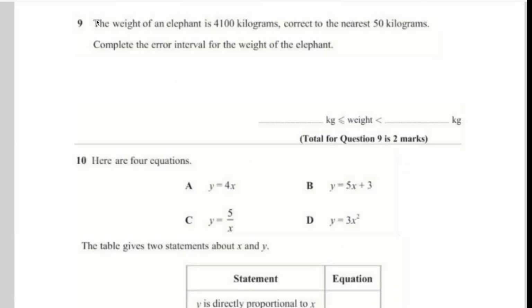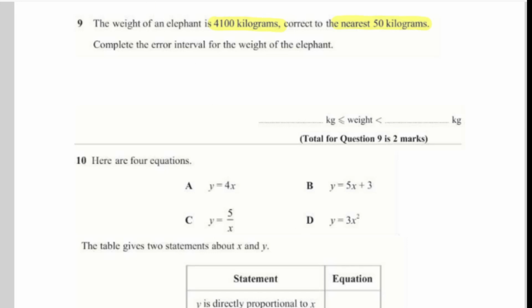Question 9. The weight of an elephant is 4,100 kilograms, correct to the nearest 50 kilograms. Complete the error interval for the weight of the elephant. So this is under upper and lower bounds. How do we get this one?